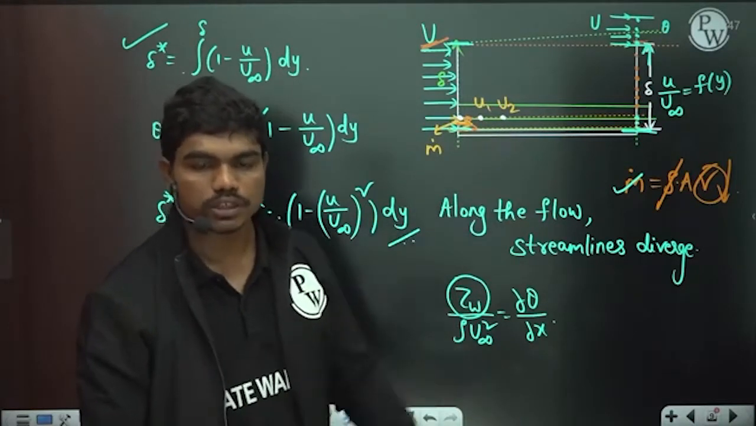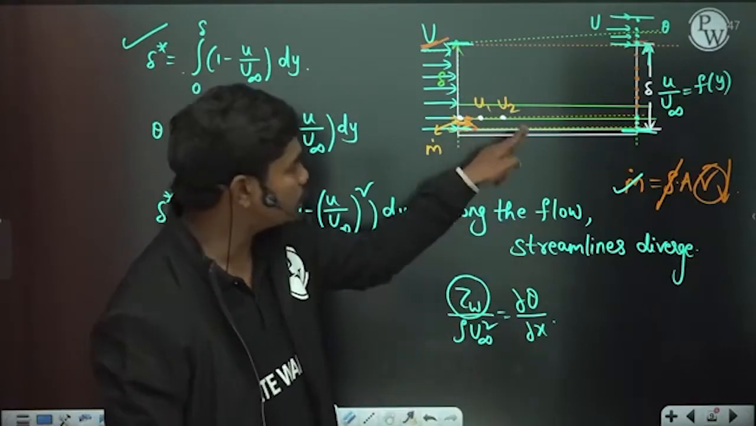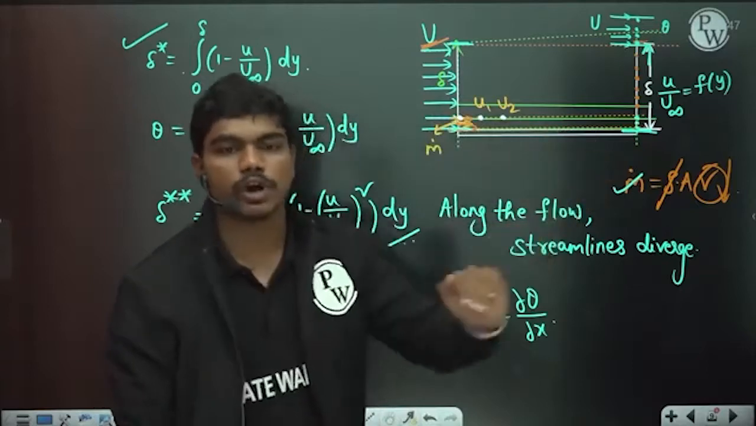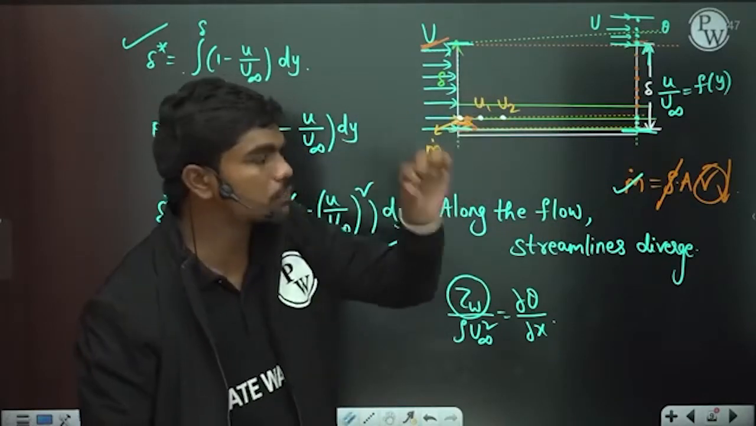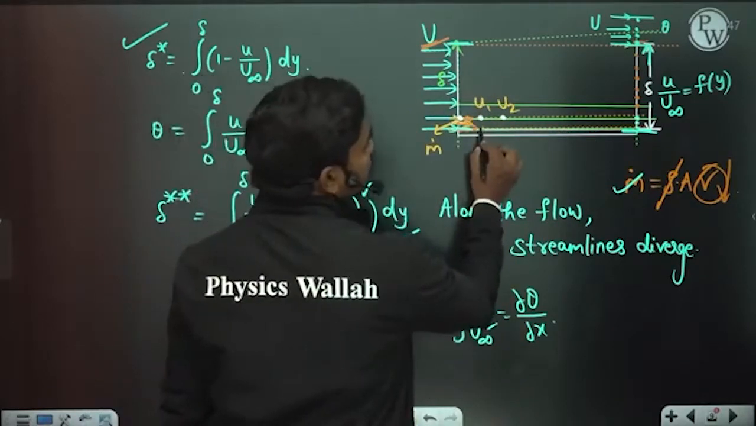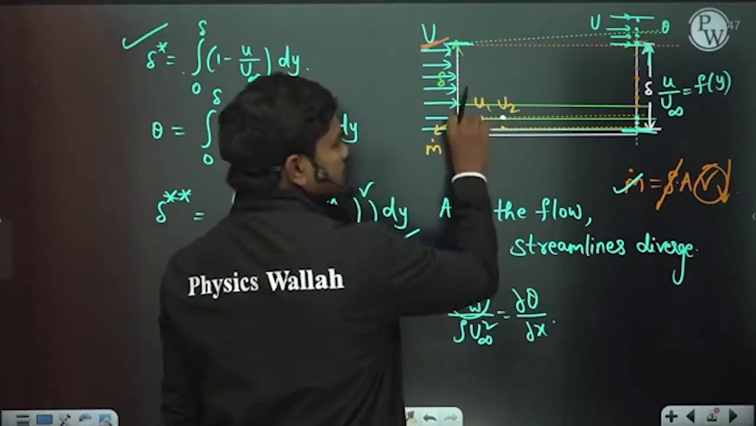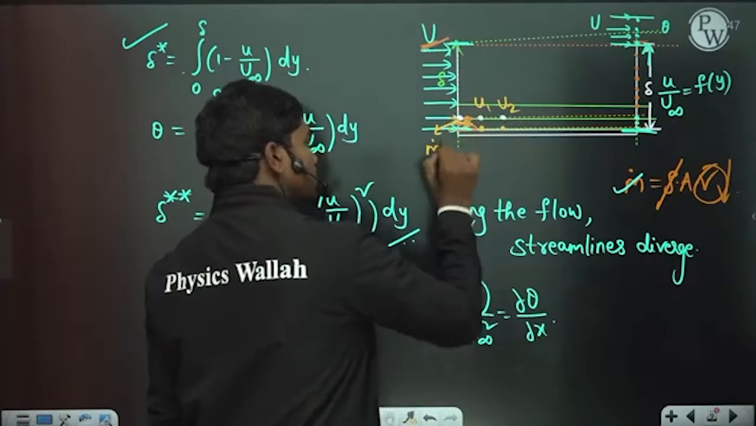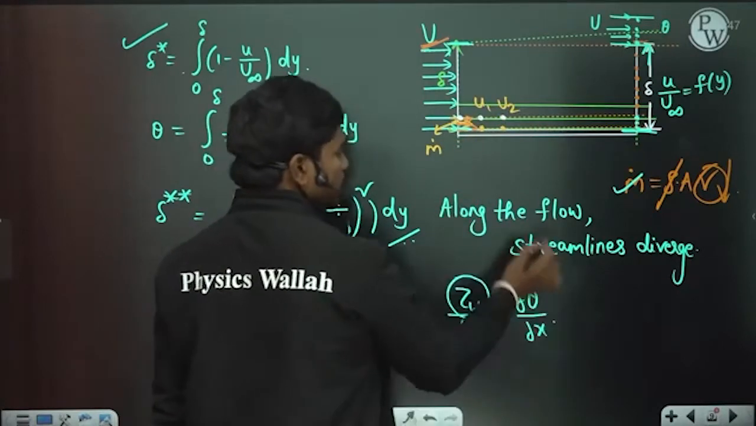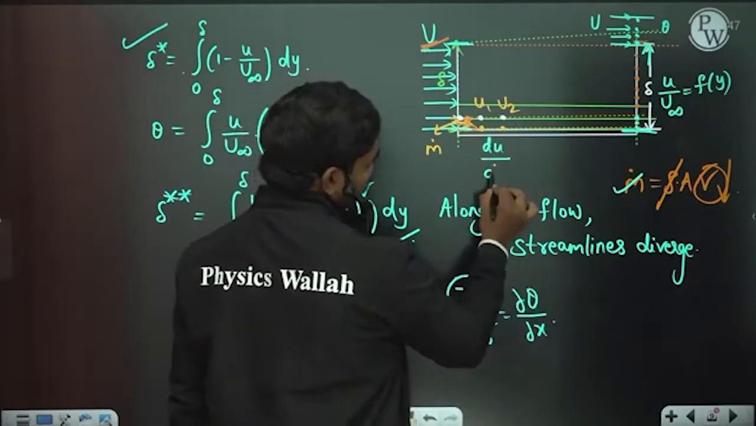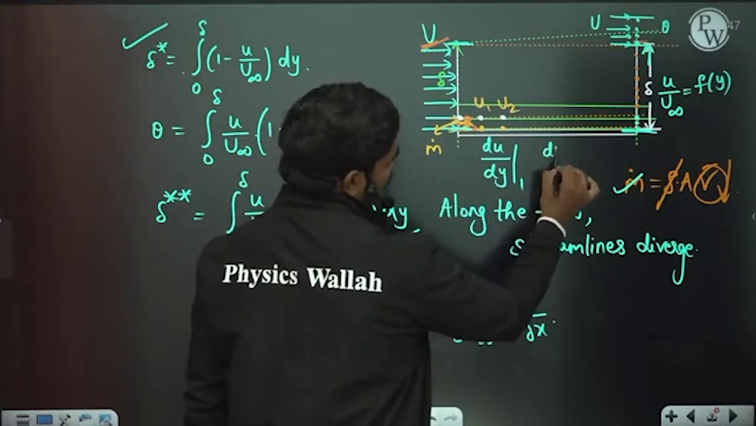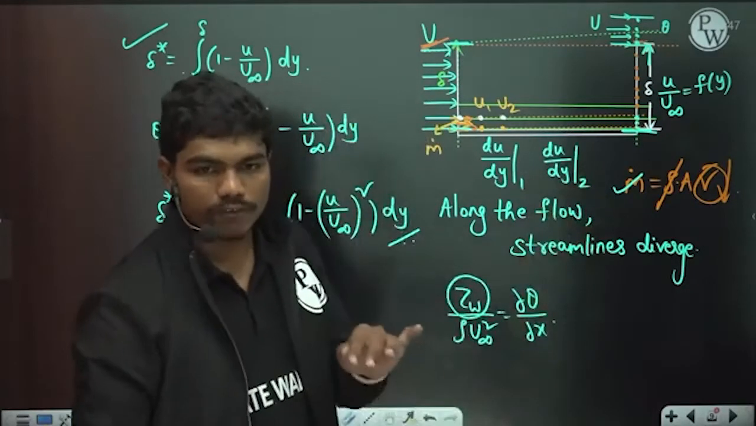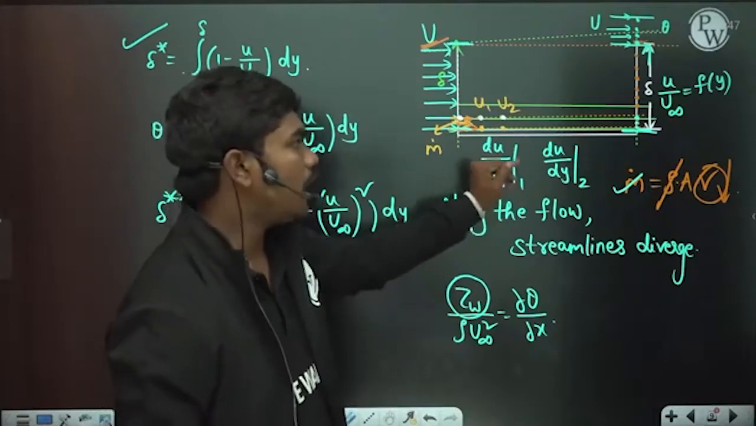u1 is higher, correct? And after u1 the fluid layer still slows down. So this will still slow down. Now suppose this thickness is very small, and I calculate du by dy between these two points, assuming it to be linear, since this is a very small gap. At these two locations, I ask you for the velocity gradient values du by dy at location 1 and du by dy at location 2.